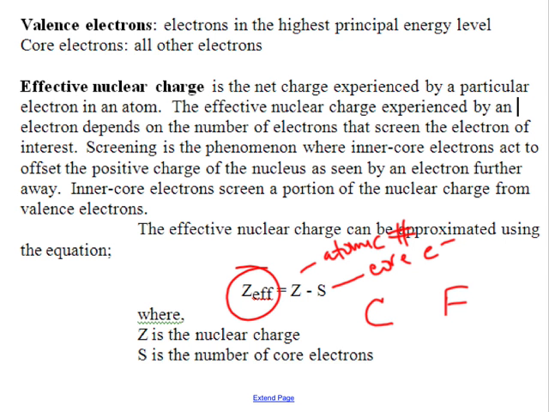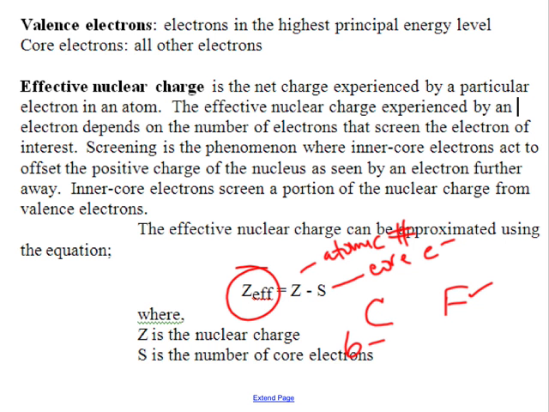Carbon or fluorine? Fluorine's smaller. So that should have a higher effective nuclear charge, meaning its nucleus should be stronger. So we're going to make sure it's got a higher by actually calculating. So what is the atomic number of carbon?